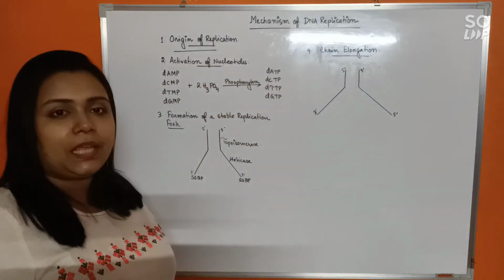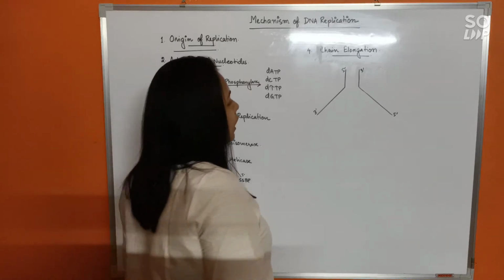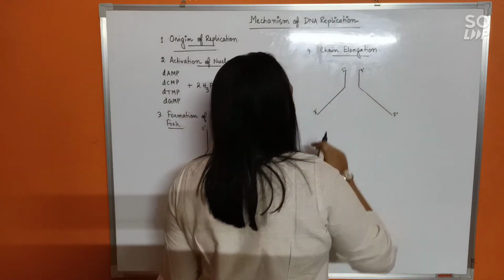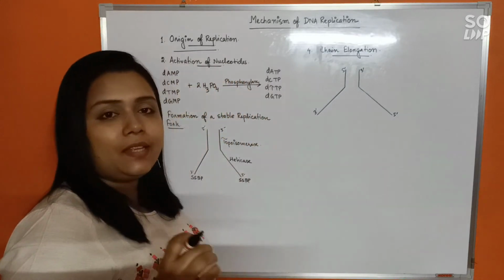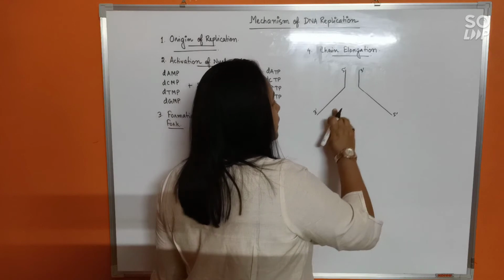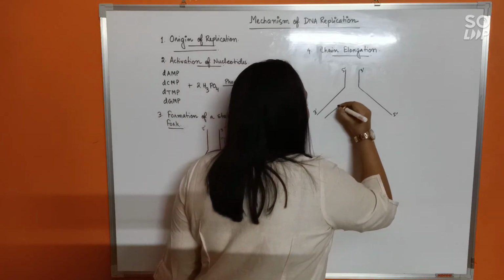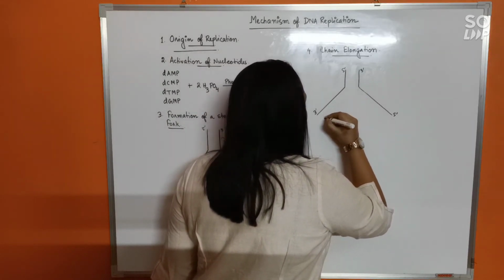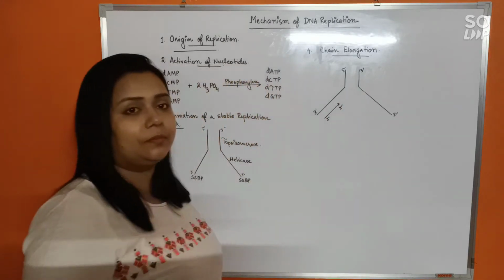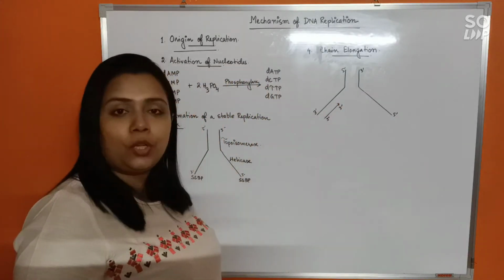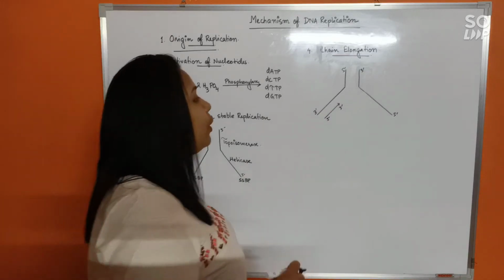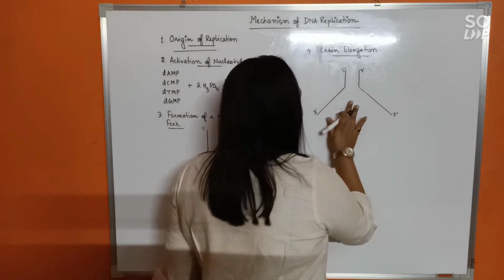Suppose this is the replication fork. Now, in the parental strand running from 3' to 5', the daughter strand to be synthesized will be in which direction? It will be in 5' to 3' direction, isn't it? Now, this is the polarity in which DNA polymerase can function, right? So, what will happen, you see?